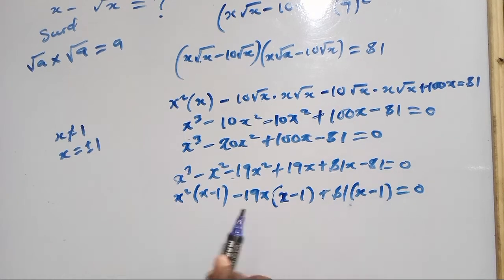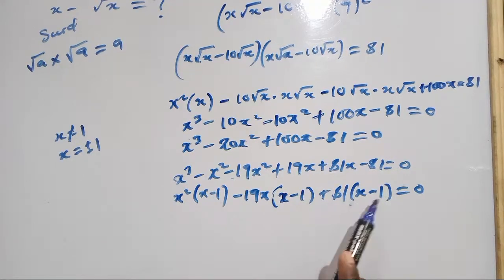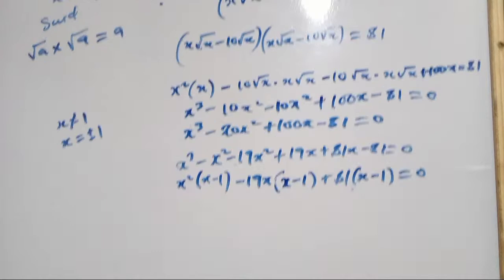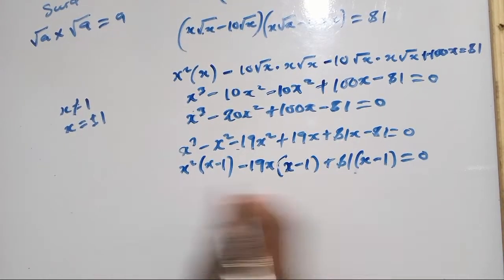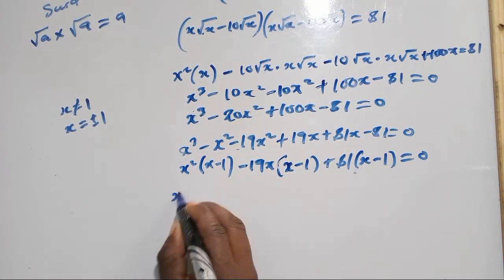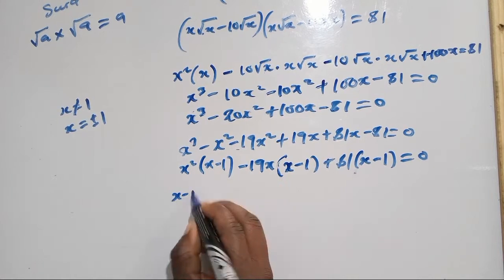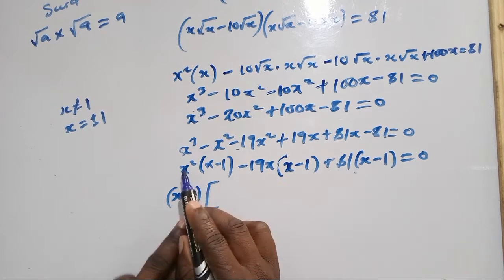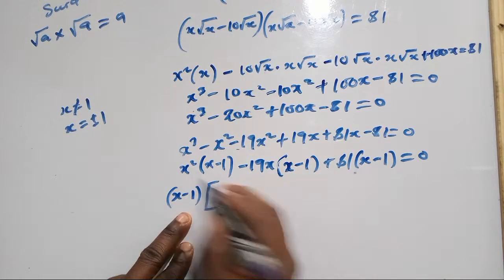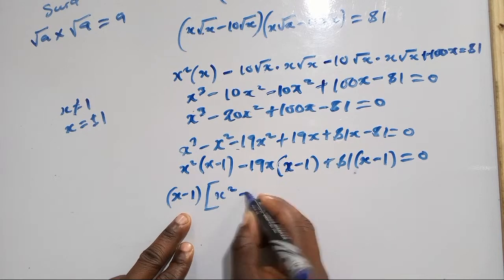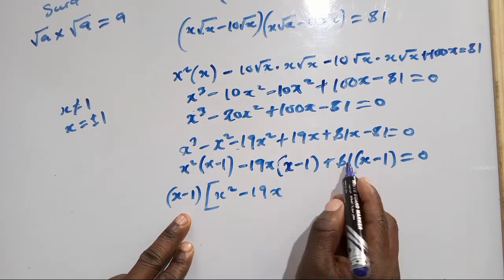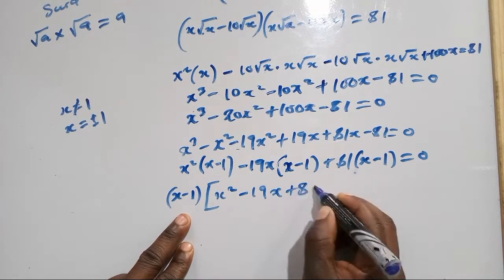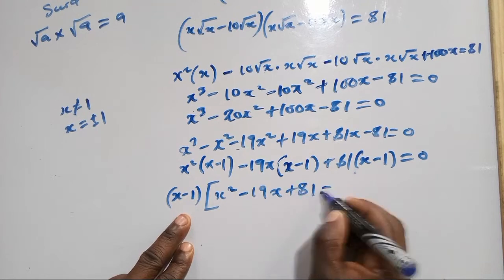If you can see, we have terms which are common here: x minus 1, x minus 1, x minus 1. So we can factor out this term here. We can say (x minus 1) in the bracket, then open square bracket. This is a quadratic equation: x squared minus 19x plus 81, which should be equal to 0, right?